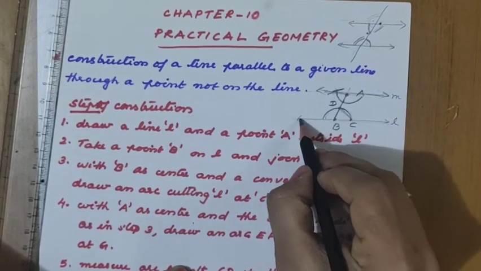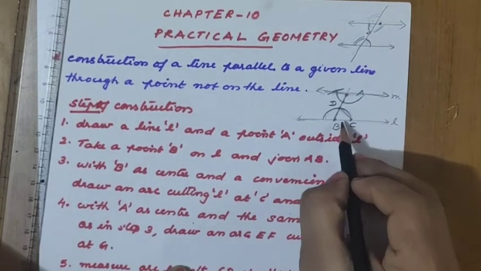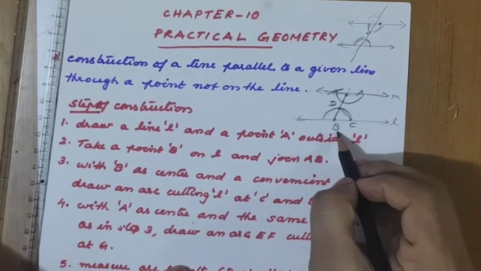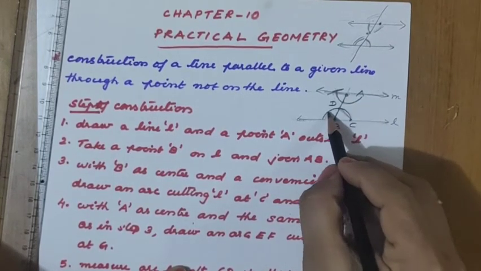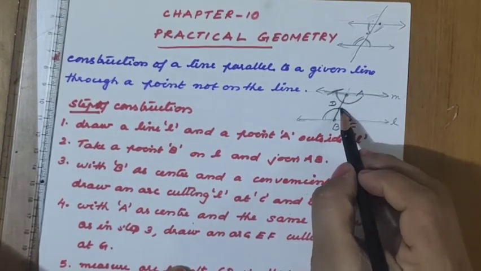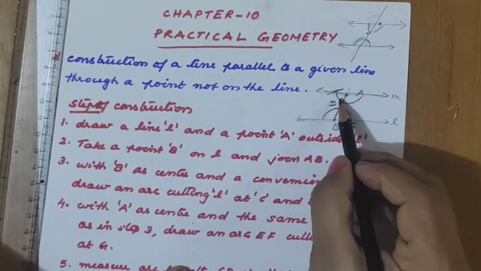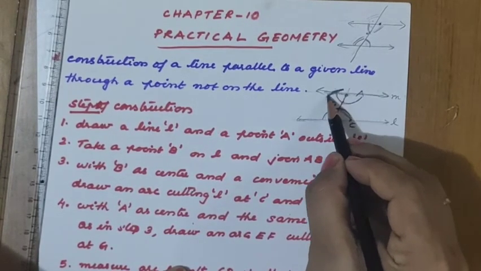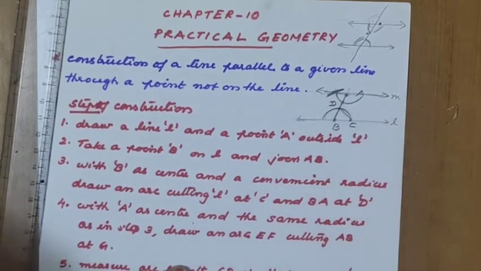What are the steps? First draw the line L. A and B are the points taken, A outside L, B on L. Join AB. Draw an arc. Both arcs will have the same radius only. Next step, measure this length and cut here. From this as a center, you can cut here. Through this arc, we can draw a line parallel to L.